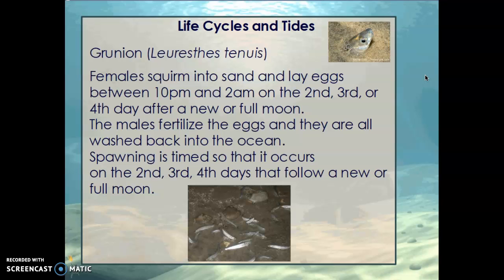That actually occurs, is timed perfectly, so it occurs the second, third, or fourth days that follow a new or full moon. And then, over the next time period, they'll do this again. Okay, so these are called grunions. And in California and other places, there's actually an event called a grunion run where people actually can grab the grunions off of the beach. See, here they are here. So you don't even need a net, you don't need a fishing pole, you can just go grab them because they're too busy trying to mate.